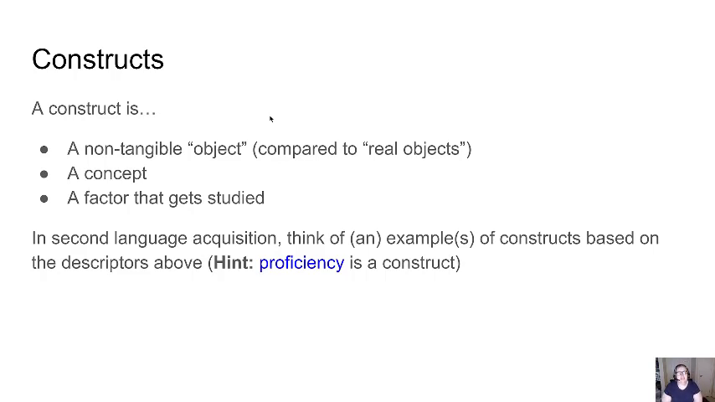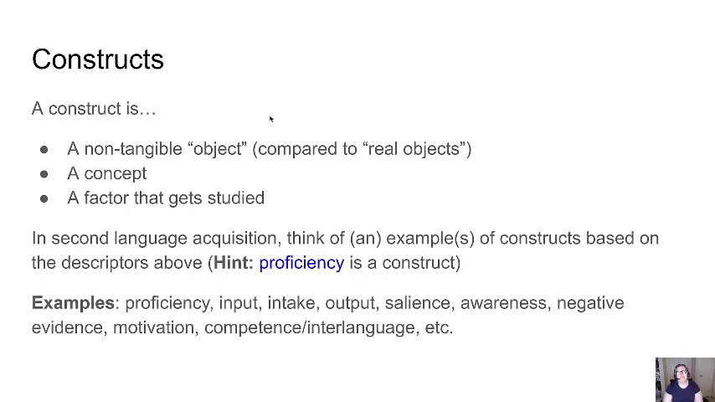Same with a spoken language. My output could be literally how many words I say or how many full sentences I say, or my output could be very specific, like how many adjectives did I use. So output is another thing that I can't grab. It's a concept essentially, but it's something I can study. I can measure it. So it is a construct, okay?